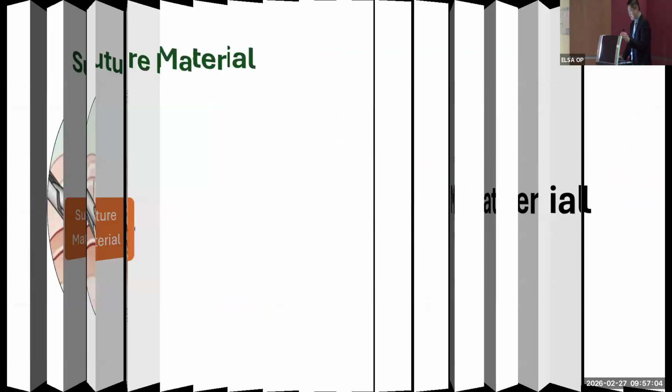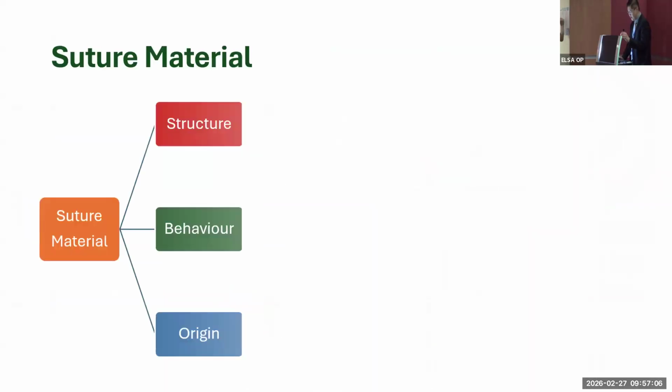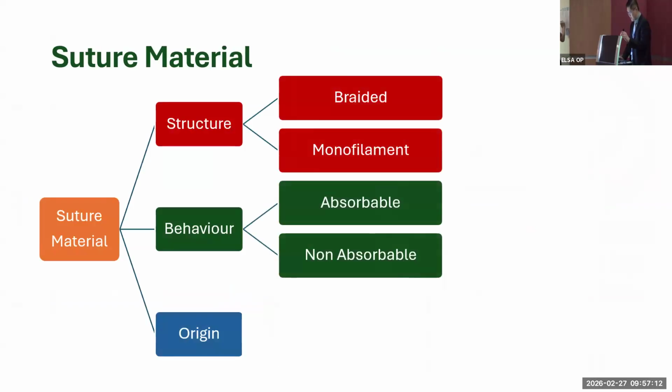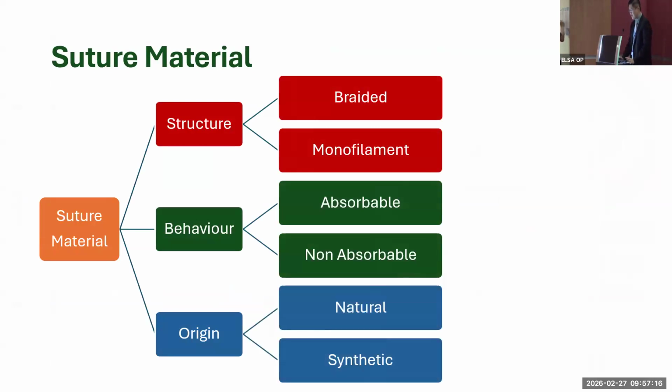Next, the suture material. Suture material we can broadly divide by structure, behavior, or origin. Structure can be braided or monofilament. Behavior can be absorbable or non-absorbable. Origin can be either natural or synthetic.